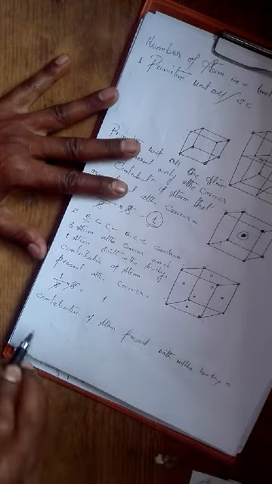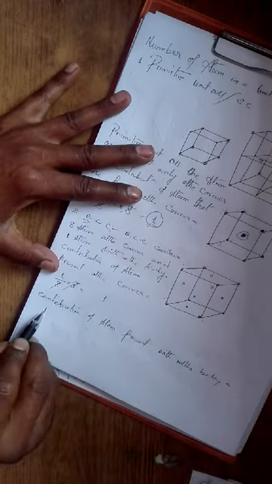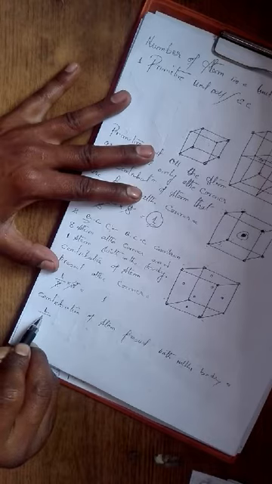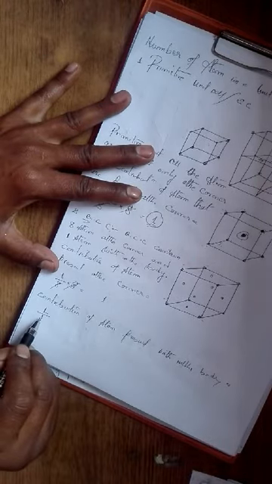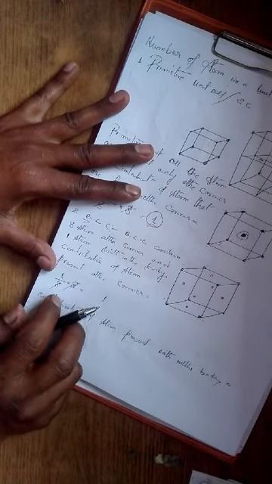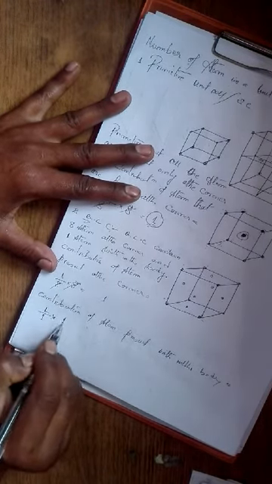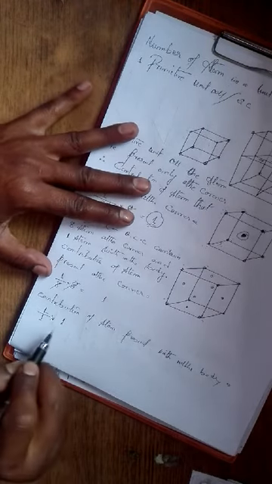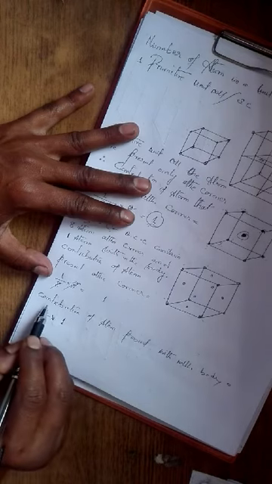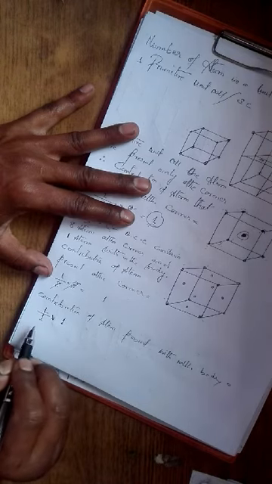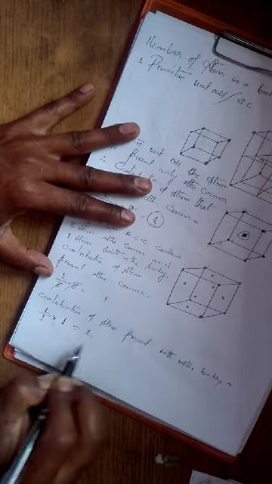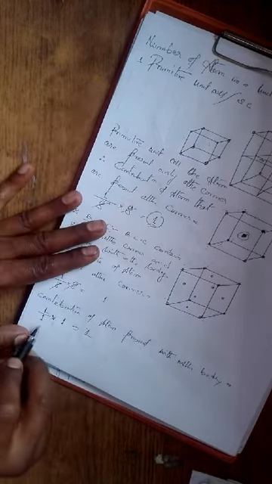Equal to, remember, 1 atom that is present in the body is shared by how much? Is shared by only 1 unit cell. And how many such atoms are there? 1 atom which is present within the body is shared by only 1 unit cell, and there's only 1 atom. You got this?